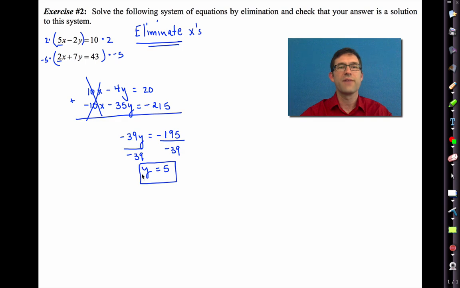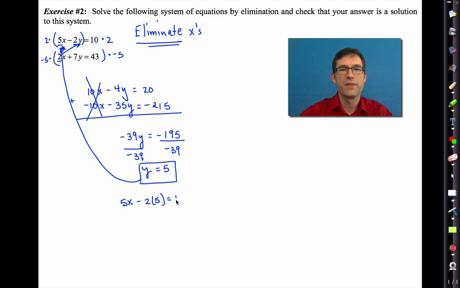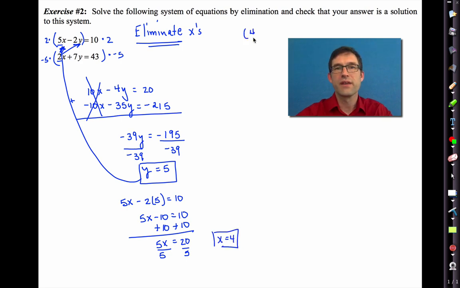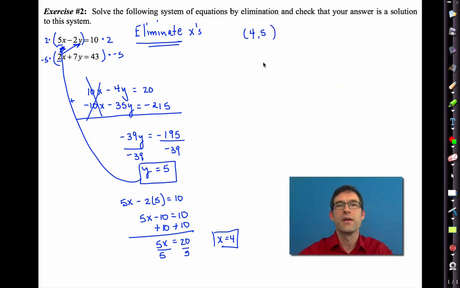All right, we can now take that 5. I think I'm just going to substitute it into the first equation, but not there. I'm going to substitute it there. All right, I'm going to get 5x minus 2 times y, which is 5, is equal to 10. 5x minus 10 is equal to 10. Additive property of equality, add 10 to both sides. 5x is equal to 20, divide both sides by 5, and x is equal to 4. So, it looks like the point 4, 5 is our solution. Let's check.